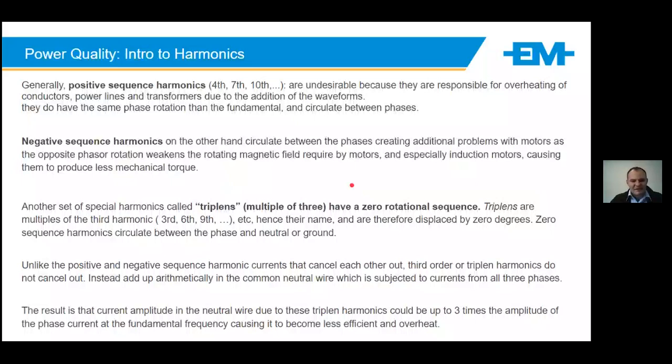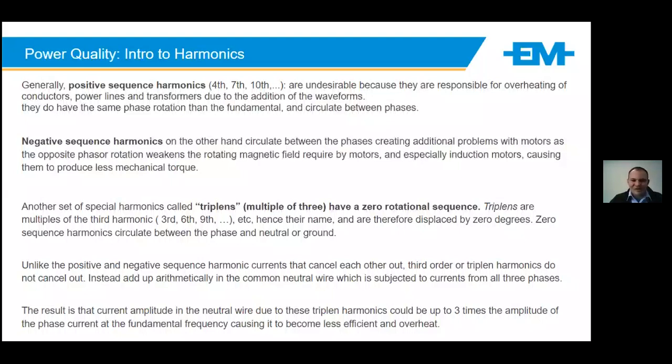Another set of special harmonics, and these are becoming more and more common, is what we'd call the triplen harmonics. They are multiples of 3, and they have what we call zero rotation sequence. These being 3, 6, 9, and so forth, they are displaced by 0 degrees. These circulate between the phase and neutral.